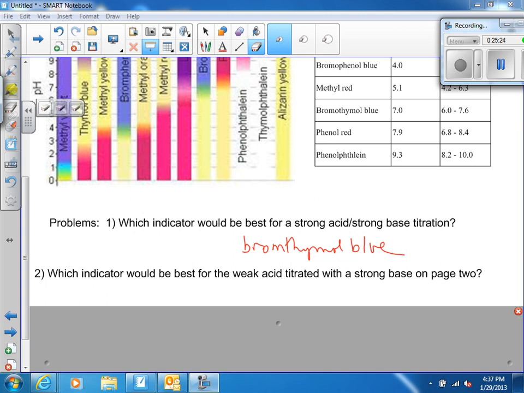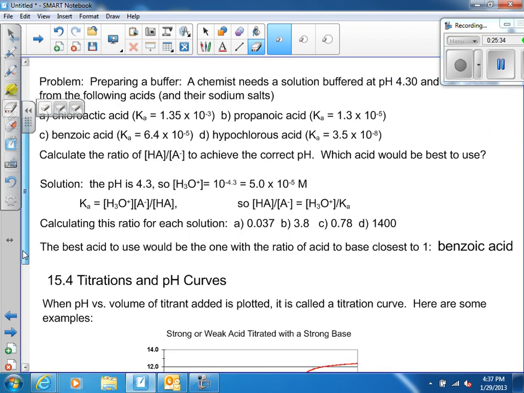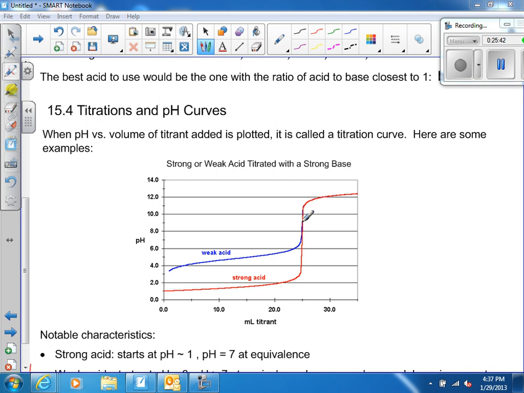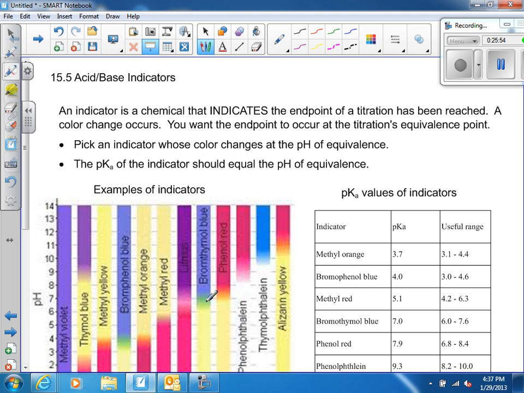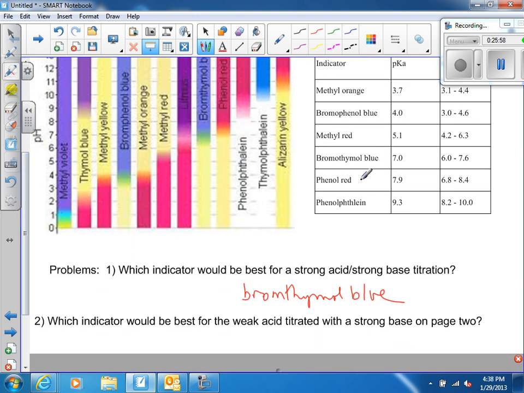Okay, so which indicator would be best for the weak acid titrated with a strong base on page 2? Pause this if you want to figure this out on your own. I'm going over to page 2, looking at my titration. All right, equivalence right here. And my pH at equivalence is right here. And I'd say it's about 9, between 8 and 9. So I look for an indicator whose pKa is approximately 9. Oh, it's between 8.5 and 9.